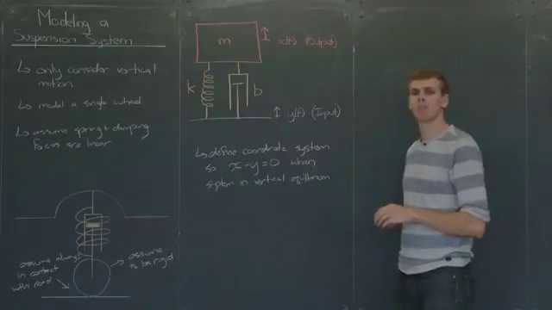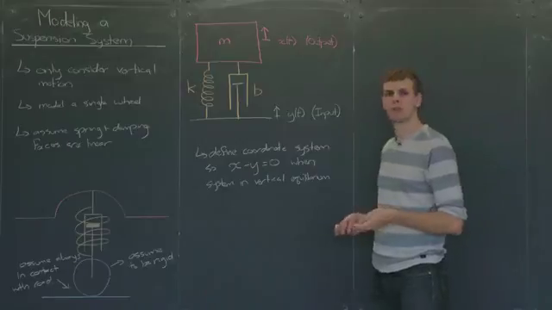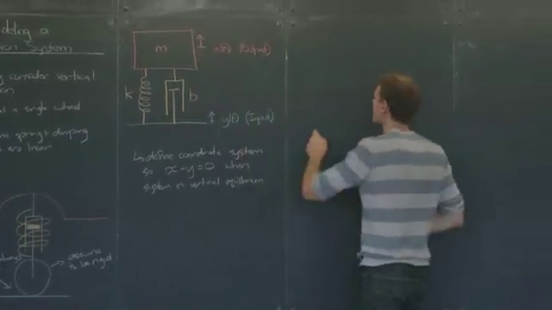The next step in the modeling process is to write down the equation of motion describing the vertical position of the mass m.